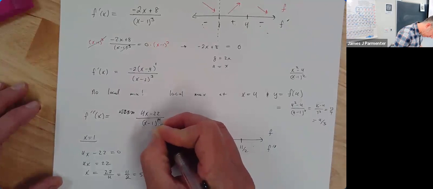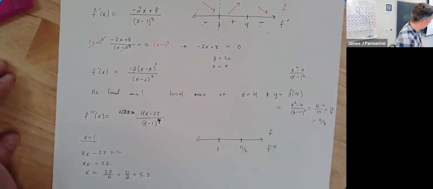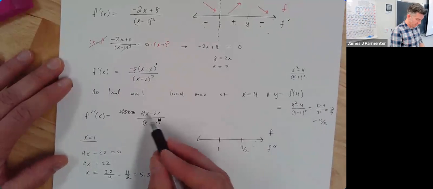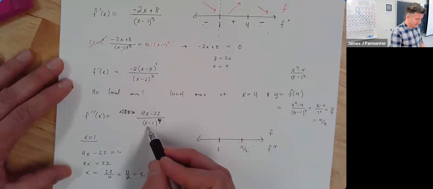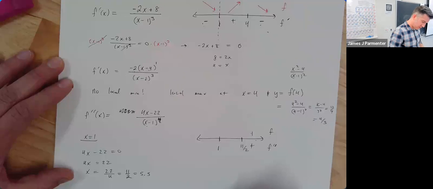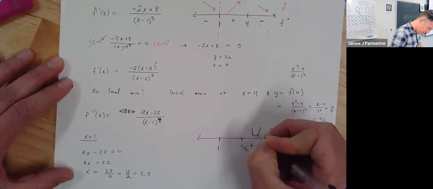To the fourth power. So plugging in something larger than 11 over 2, like 100, 400 minus 22 is positive. Anything to the fourth power is positive, so the whole thing is positive, which means the function is concave up.